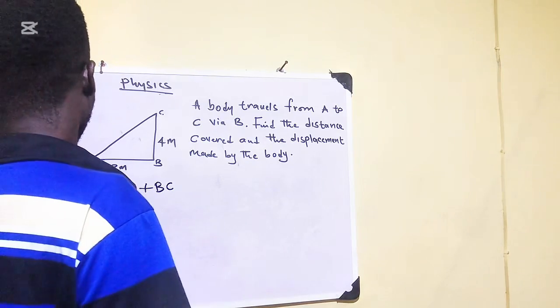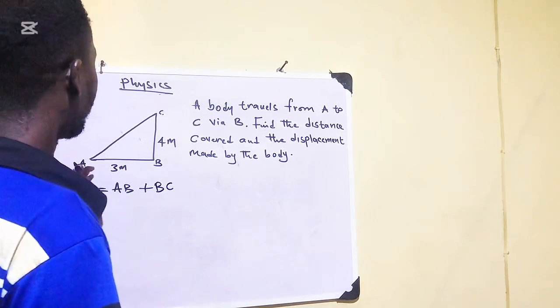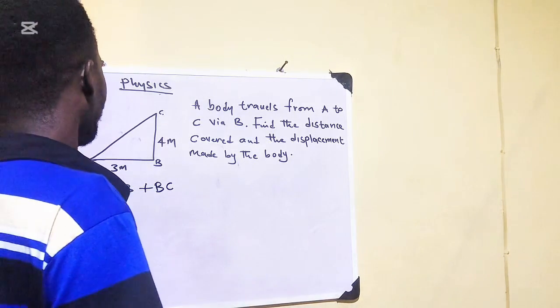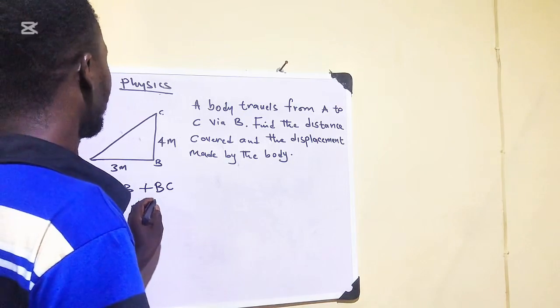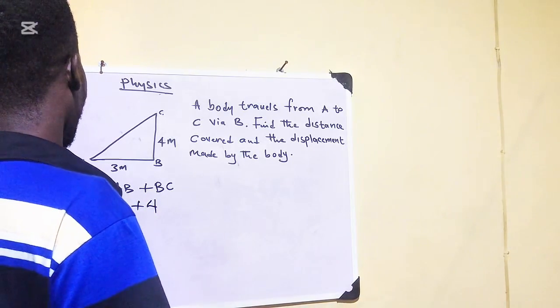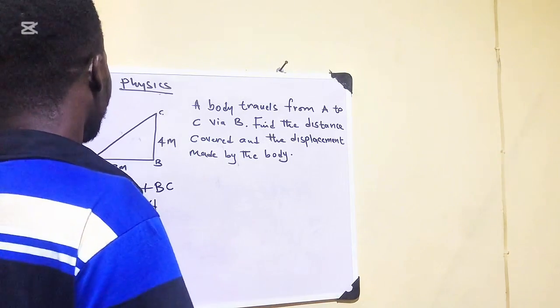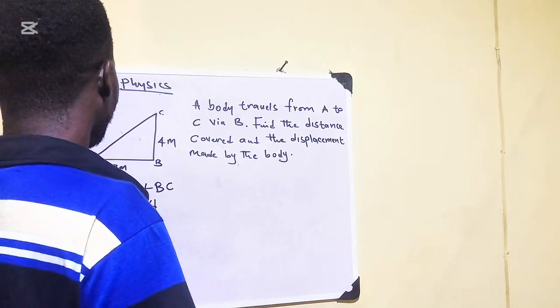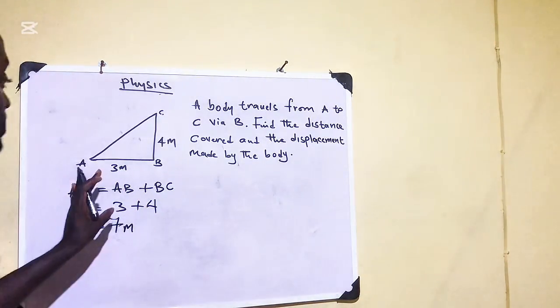So what is AB? The distance from A to B is 3. So this is 3 plus, then the distance from B to C is 4. So we have 3 plus 4, and 3 plus 4 is going to give us 7. So that means the distance covered by this body is 7 meters. Is that clear? Now that is for distance.